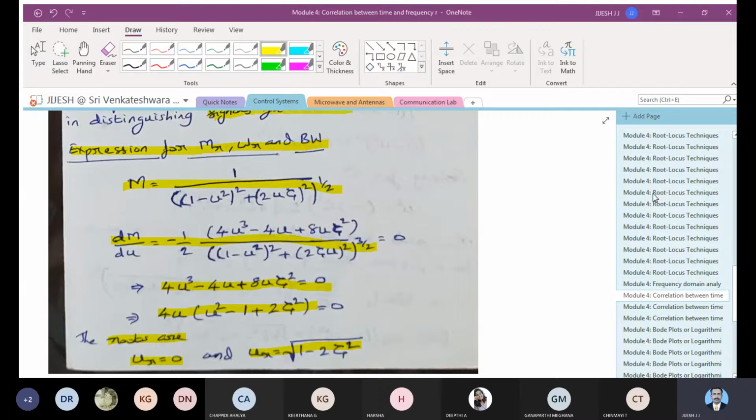Once it is completed, just let me know and we'll proceed further. We have done the derivative of M and found the roots of that equation. You can make a note of these things.